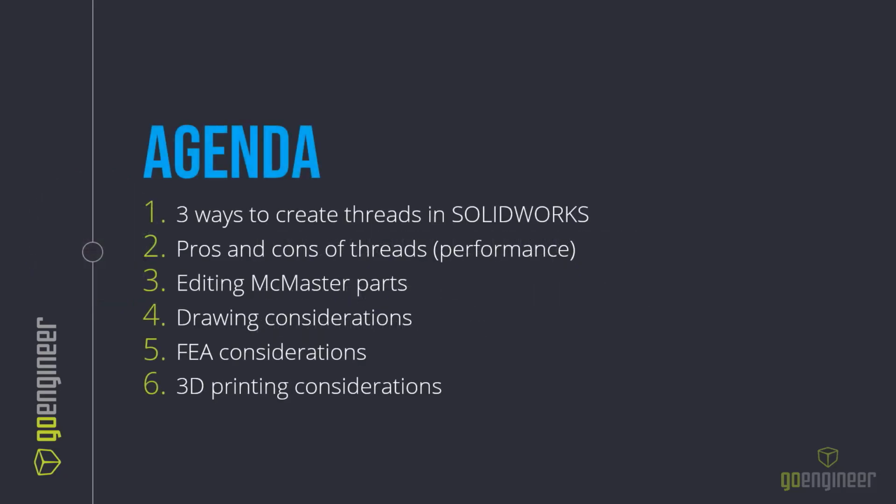Now, the thing that we're going to be talking about today, I've pulled up an agenda here. We're going to go over the 3 ways to create threads in SolidWorks. We'll also talk about the pros and cons of physically modeling threads. You'll note I put performance there in parentheses because that's the most important thing. And I know for a lot of us, McMaster parts are the synonymous thing that we think of when we are talking about threads and toolbox parts. So we're going to talk about how to edit those. We'll talk about the various considerations for drawings and FEA, and then finally 3D printing.